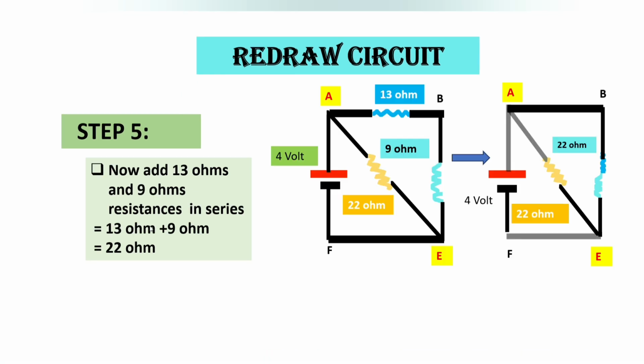Step 5: Go from the right side to the second loop of the circuit, that is A, B, E and F. Now add the 9 ohm resistance across B and E to the 13 ohm resistance across A and B. 13 ohms plus 9 ohms is equal to 22 ohms.